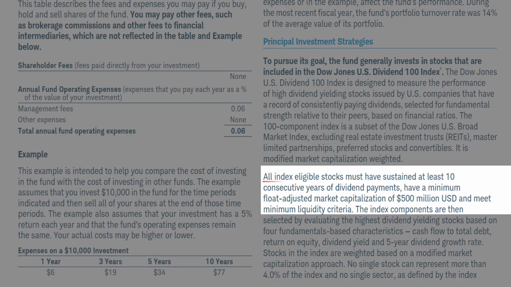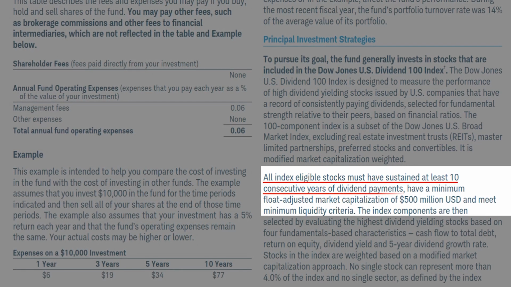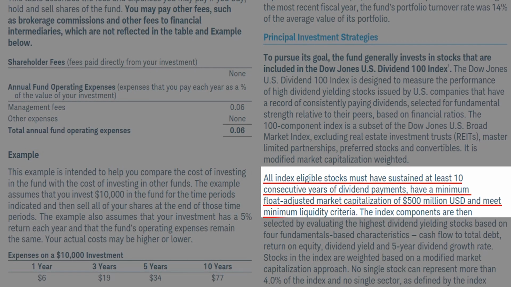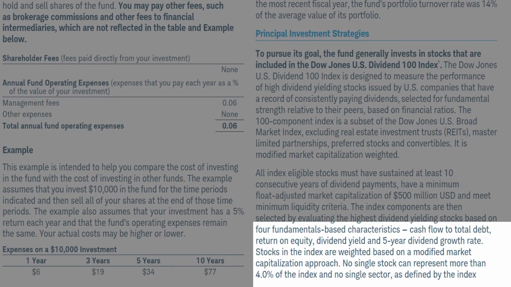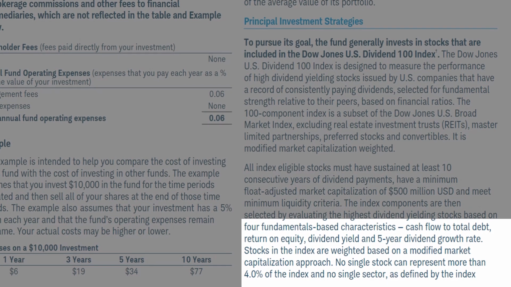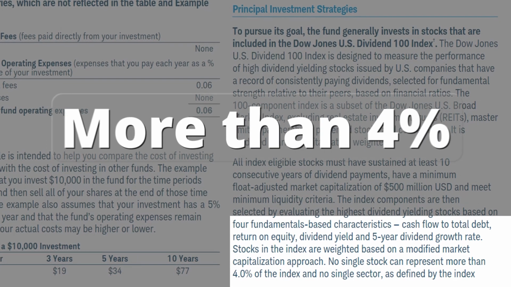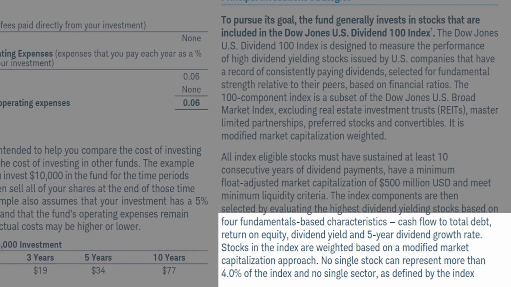To qualify, there are several filters. First is that all index eligible stocks must have sustained at least 10 consecutive years of dividend payments and have a minimum market capitalization of $500 million. They must also meet certain liquidity requirements. Once they pass through this first filter, they then look at 4 fundamentals including cash flow to debt, return on equity, dividend yield, and 5-year dividend growth rate. To further tighten their standards, no single stock can represent more than 4% of the index, and no single sector can represent more than 25% of the index.